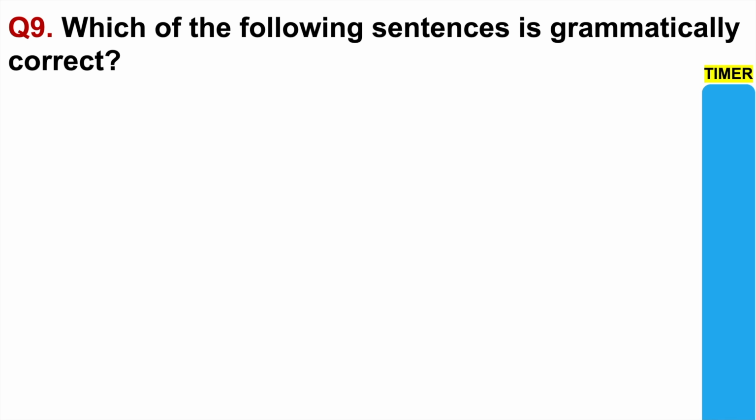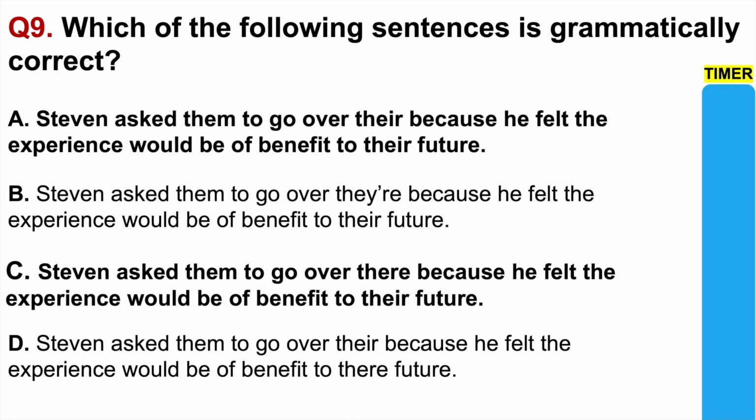Again, you have a timer on the right hand side. Question 9. Which of the following sentences is grammatically correct? And again, this is using the words there, their and they're, all spelt differently. And the sentence reads, Stephen asked them to go over there because he felt the experience would be of benefit to their future. Only one of them is grammatically correct. Which one is it? Please put your answer to question 9 in the comments section below the video for marking.